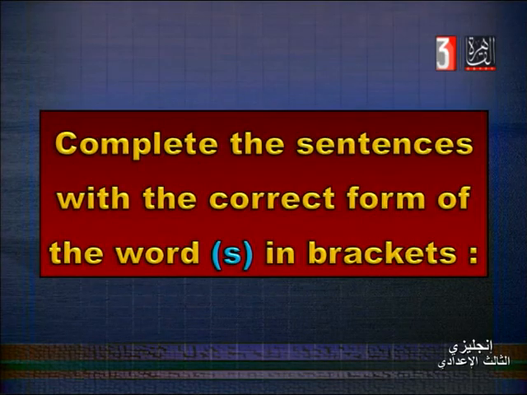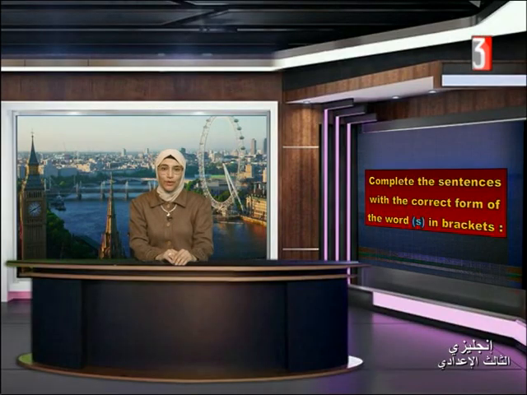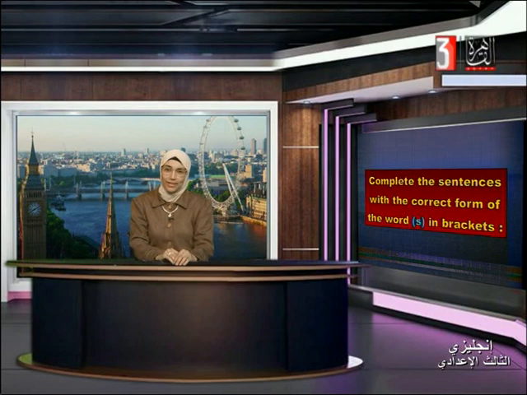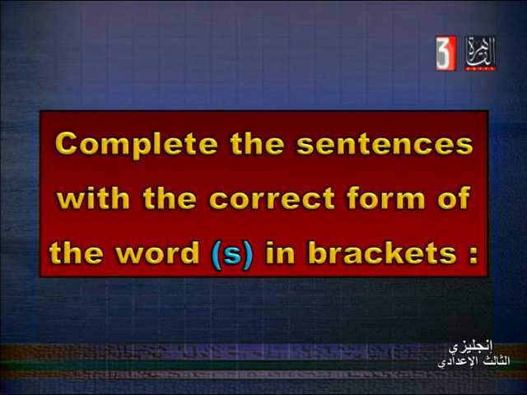Here we have another type of question. Complete the sentence with the correct answer. Here we have some words between brackets and we have to rewrite or to give the correct word or the correct form from these words between brackets. Let's start with the first question.